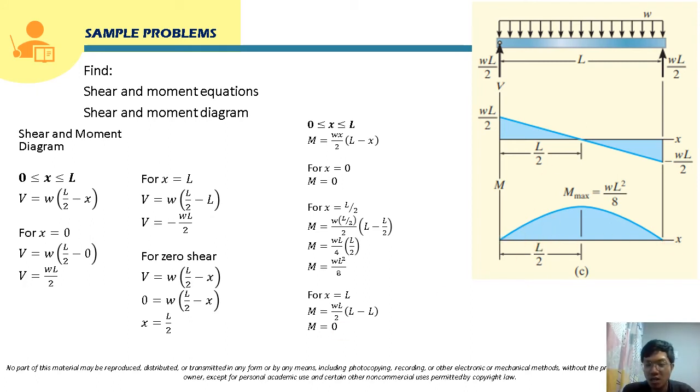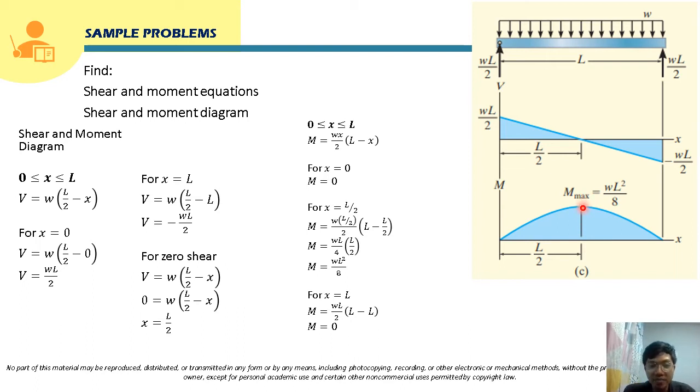This will be drawn below the shear diagram. So this will be the x-axis, and the y-axis here will be for the values of moment. At x equal to 0, which is at this point, the moment is 0, so it will be 0 here. And at this point, this is L over 2. For x equal to L over 2, the moment is WL squared over 8. So WL squared over 8, let's say that is at this point.